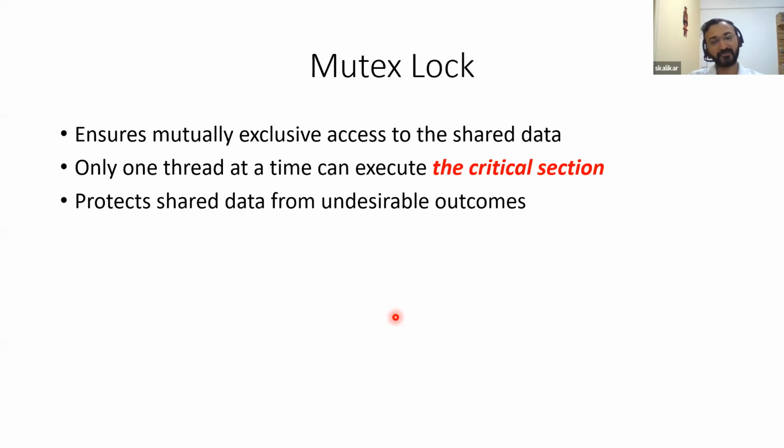Okay, so the basic construct of a lock is the mutex. Mutex stands for mutually exclusive lock. When you use it properly, your shared data is protected, and it ensures that only one thread at a time can execute in the critical section. The critical section is the portion of your code where shared memory is getting updated and accessed, right? So eventually it protects the shared data from undesirable outcomes.